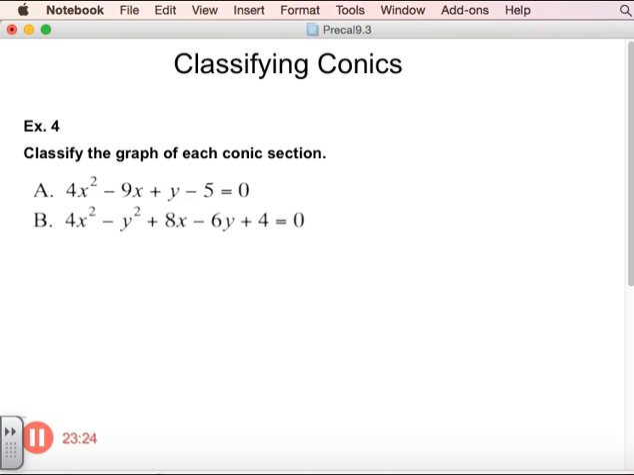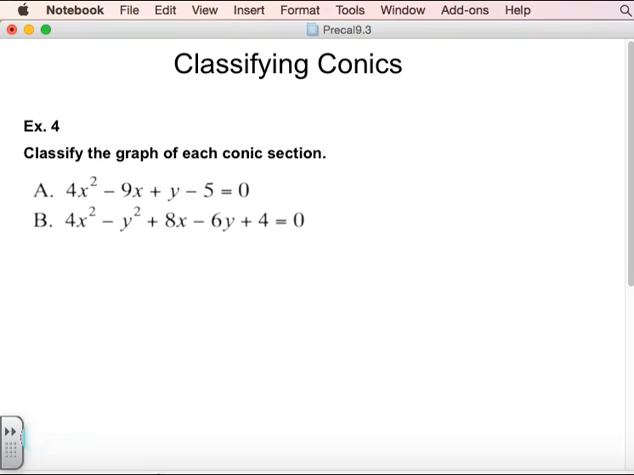All right, last thing we need to talk about with conics. Going back to all conics in general, it is classifying. If I give you the standard form of the equation, can you tell me whether that is an equation of a circle, a parabola, a hyperbola, or an ellipse? Which one of the 4 is it?